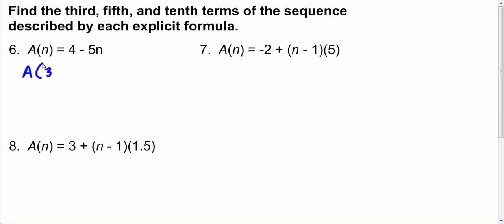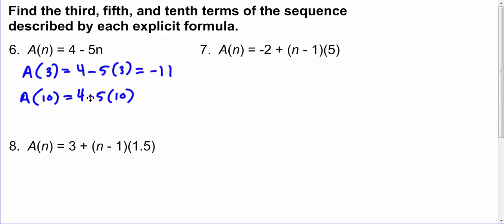I'll do a of 3 is equal to 4 minus 5 times 3. So then that means the 3rd term would be 4 minus 15, or negative 11. If I want to find the 10th term, I can just evaluate a of 10. So that's 4 minus 5 times 10. That's 4 minus 50. So that's negative 46. As you can see, this sequence is getting smaller.